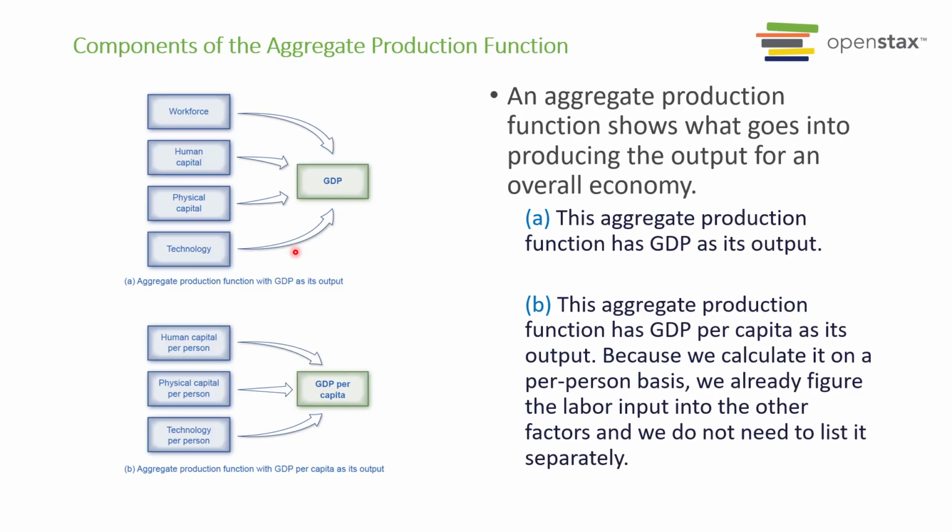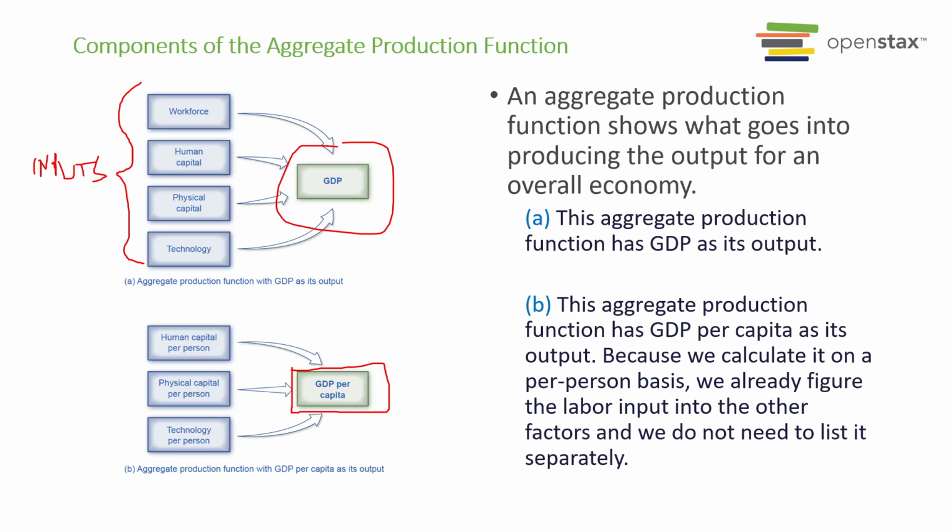So on the left here, we have the aggregate production function. So you can see here we have the workforce, we have human capital, we have physical capital, and technology. So all of these are the inputs that go into the production function, right? And as we said, GDP is the output. But then if we want to write it as GDP per capita, because again, remember, this is the most accurate measure of the standard of living, so we want to use GDP per capita. So how do we define that?